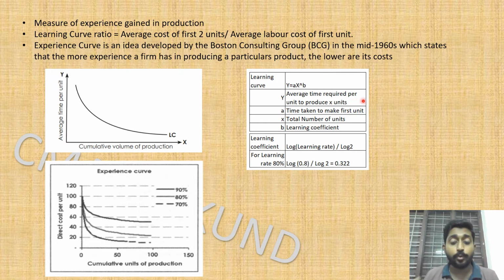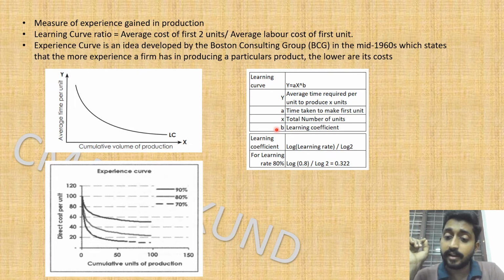And for how much quantity? For the X quantity. Okay, so that is why. So what is A? A is the time taken to make the first unit. So for the first unit, what is the time taken? And over the period of time, this time will fall. How many units are you going to make? That is called X. X is the total number of units we are going to make. And the A, the time taken for the first unit, will keep on falling over the period of time. Okay, so what is B?